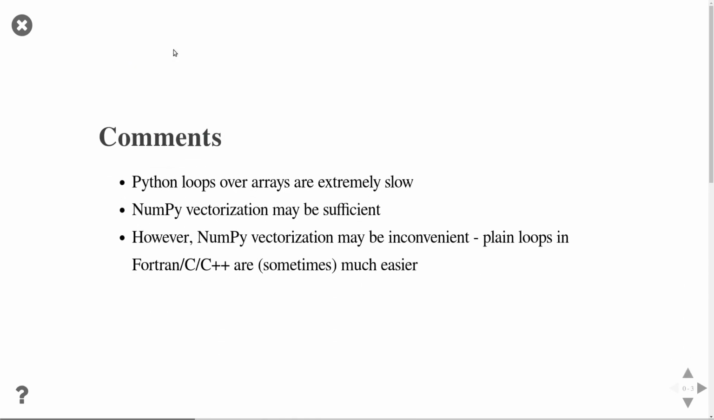So what is our strategy here? Python loops over arrays, we know now they're extremely slow. The first thing that we should do is vectorize our program using NumPy arrays, and that might actually be sufficient. But sometimes you can't vectorize, or maybe it's not convenient to vectorize, and then it might be a lot easier to just write out the loop in normal C, C++, or Fortran.